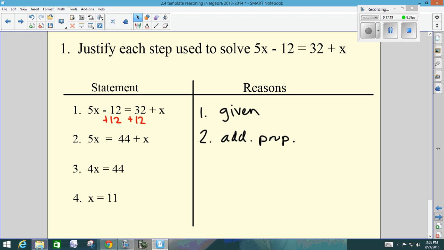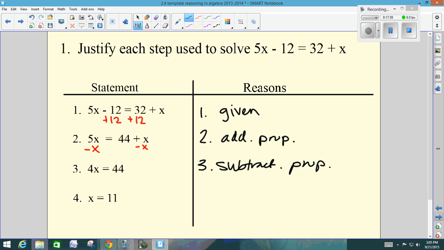From 2 to 3, 5x equals 44 plus x becomes 4x equals 44. How did they go from 2 to 3? They subtracted x. So if you subtract the same value on both sides, it's called what? The subtraction property. Good. And then from 3 to 4, 4x equals 44 to x equals 11. How did they go from 3 to 4? You divided both sides. And when you divide both sides by the same value, that is your division property. Justifying your reasons to your steps. Explaining why.